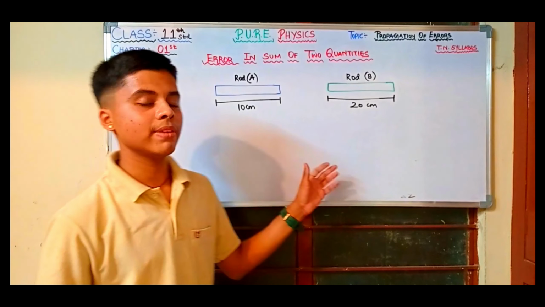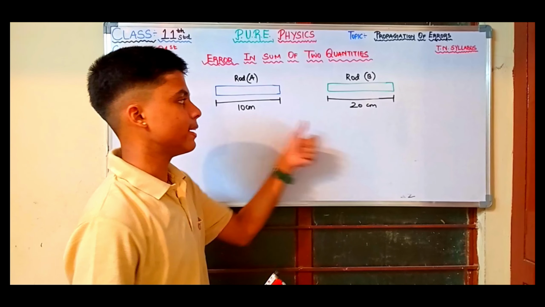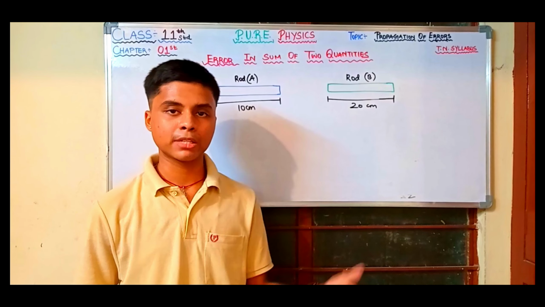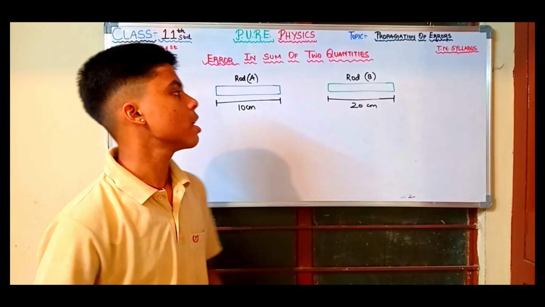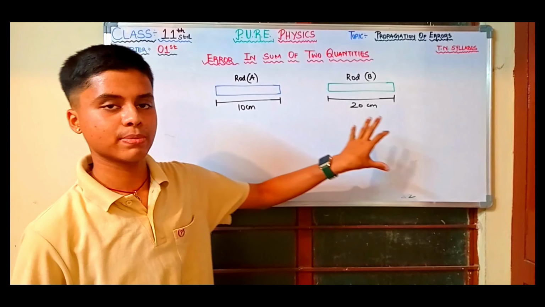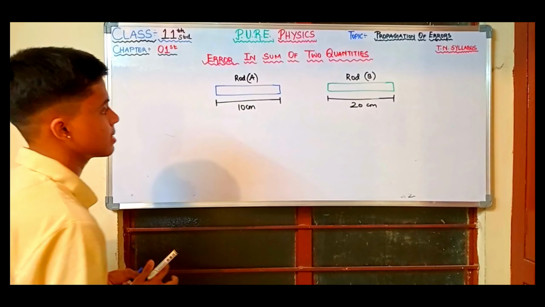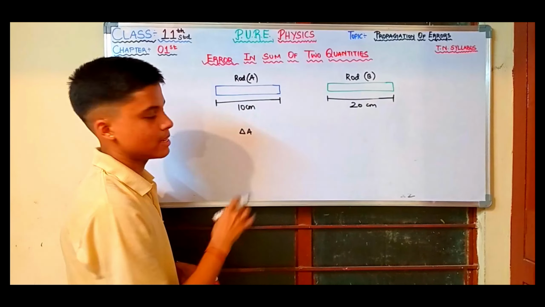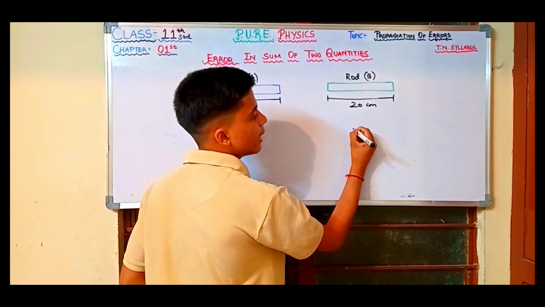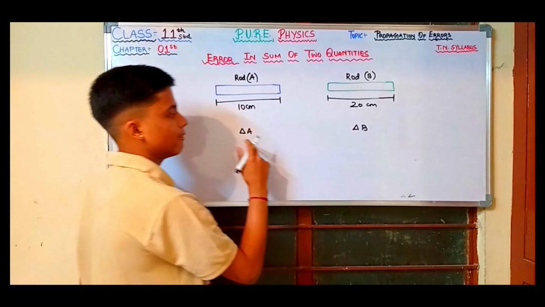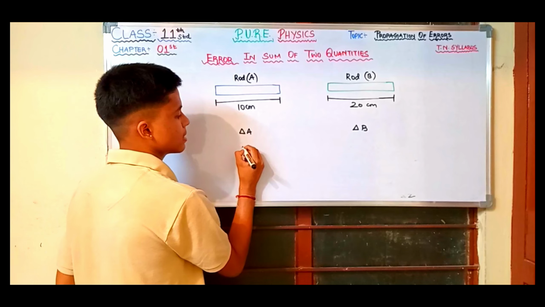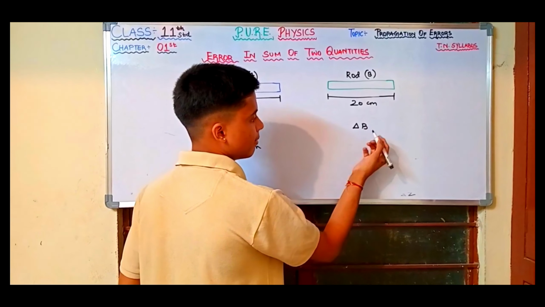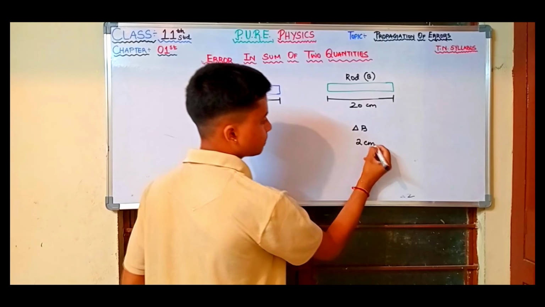And at last, we came to know that in our measurement there is slight error. Obviously, every measurement that we calculate in every experiment will contain a small amount of error. In this measurement, we have a small error, and I'm going to represent it as delta A. The small error in the measurement of length of rod A is delta A, and the small error for rod B is delta B. The value for delta A, I'm going to give as 1 centimeter, and the value for delta B is 2 centimeter.